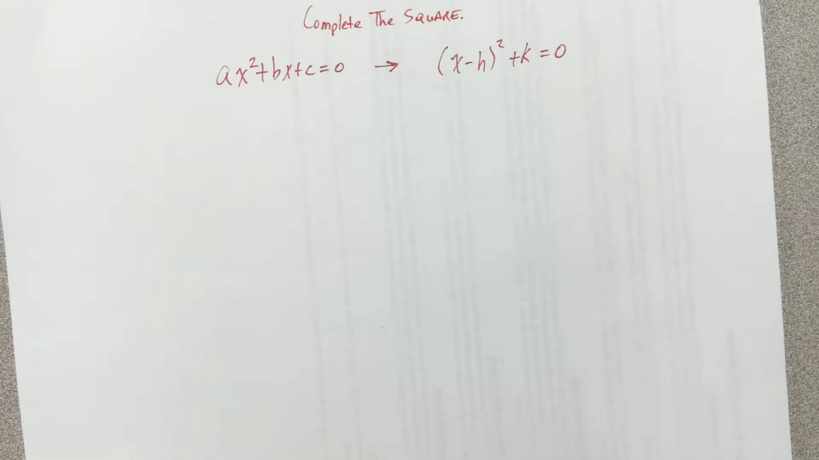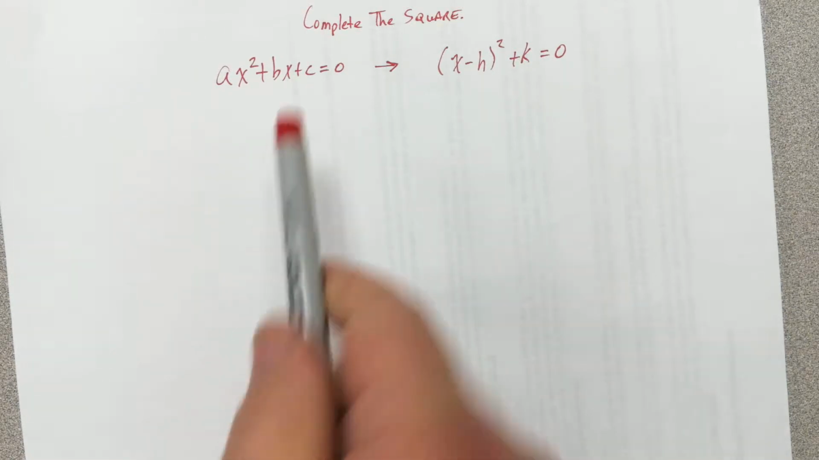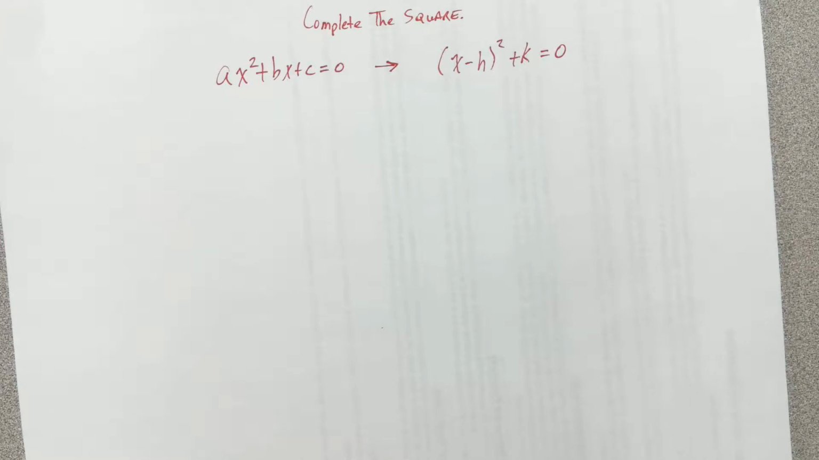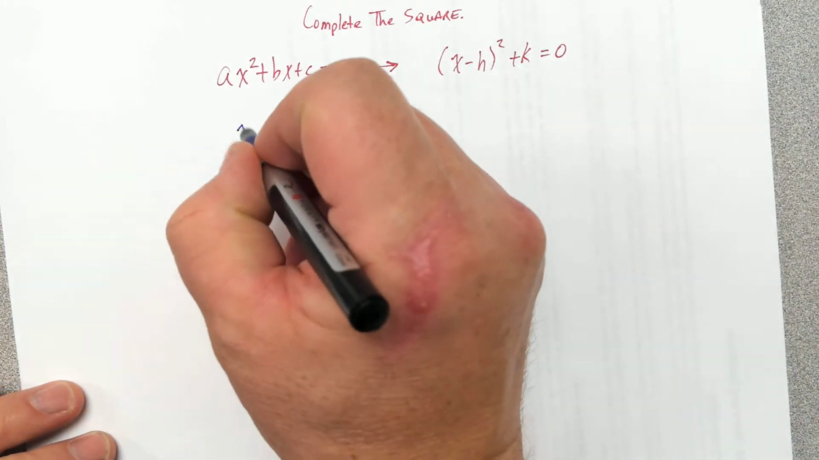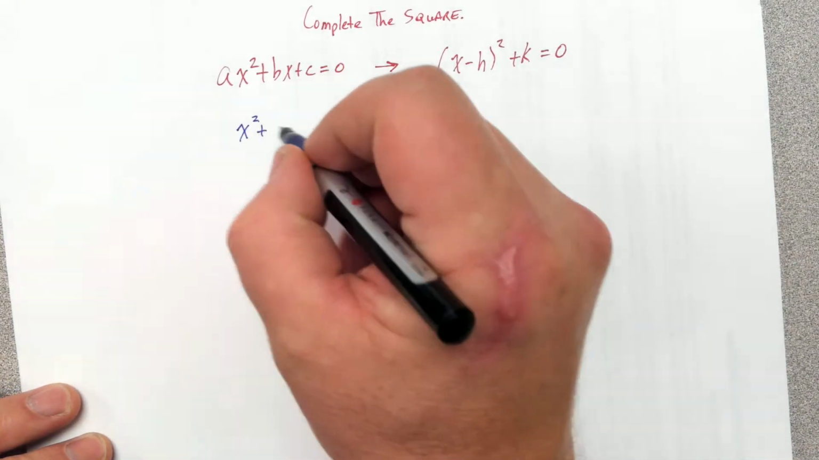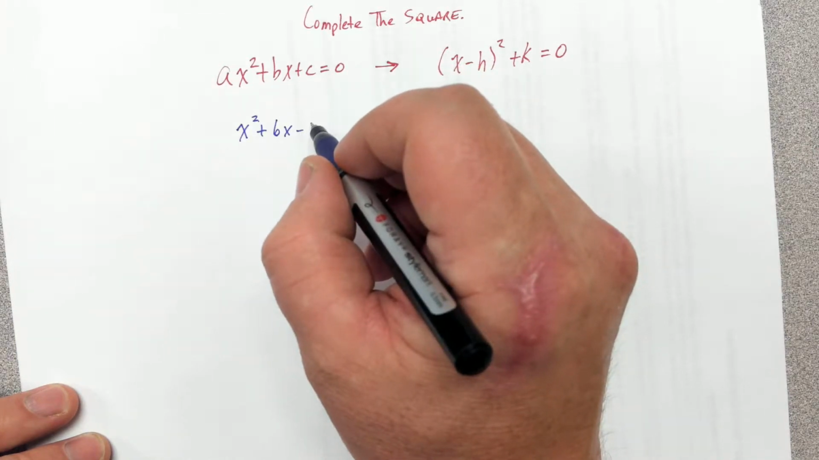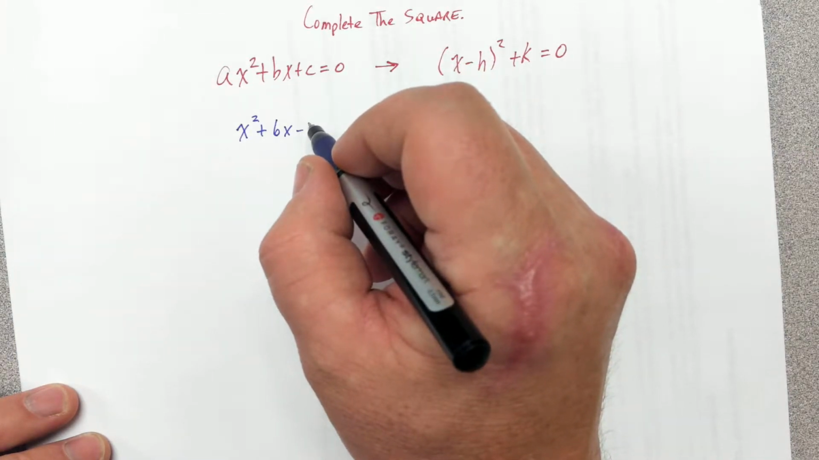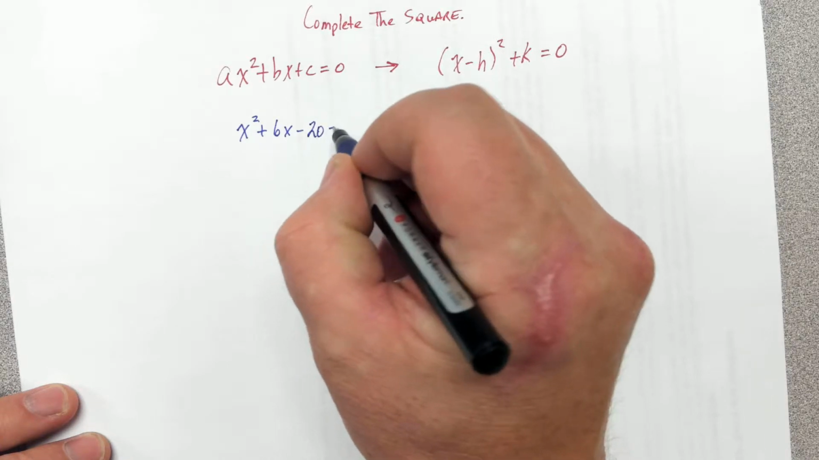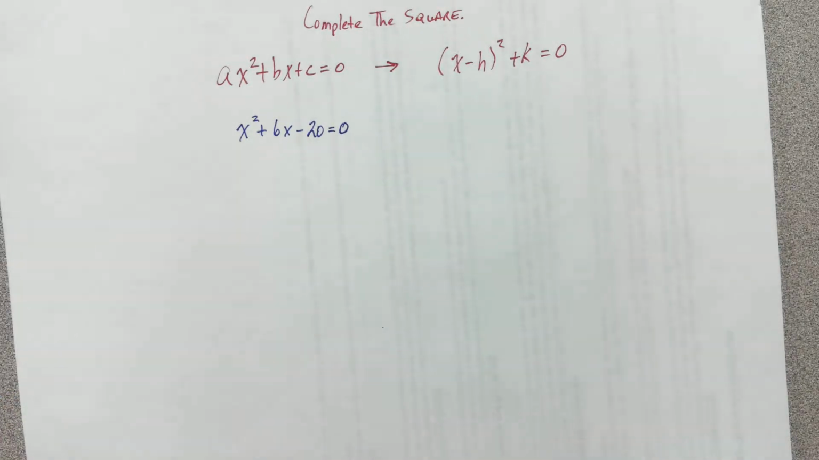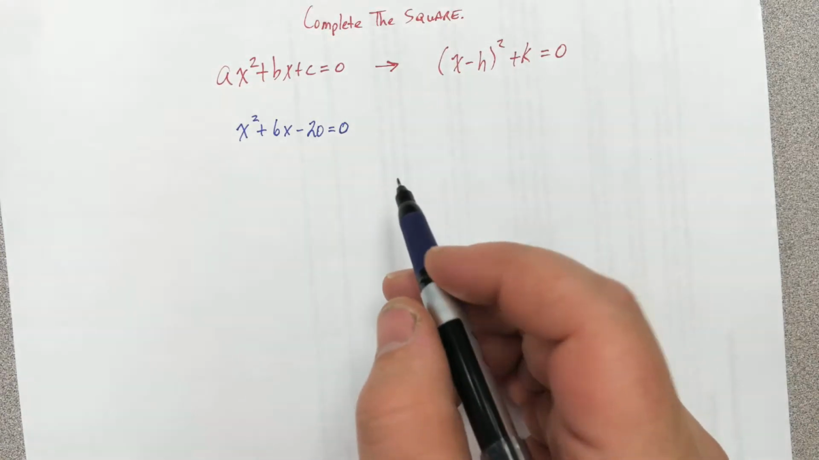Last week we took a general quadratic that wasn't factorable and made it a perfect square. Yes. So we did something like x squared plus 6x minus, I don't know, let's say 20 equals 0. And we couldn't solve it because we can't factor it. And so what we did is we changed it into a perfect square.